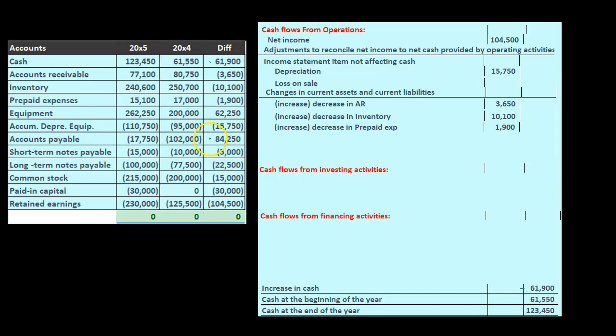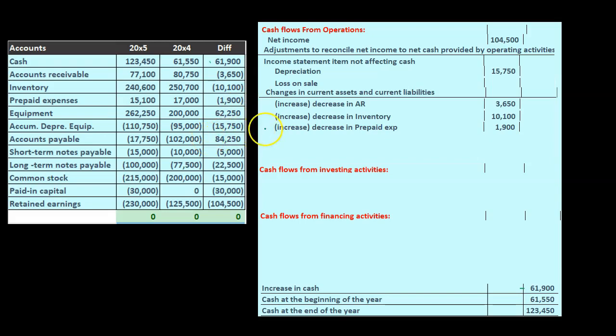And then if we go down to the accumulated depreciation, same thing. We actually already did that. We dealt with that in depreciation. That difference is within depreciation. And then we've got the accounts payable, and that's a current liability, which it lists right here that we're going to look at changes in current assets and current liabilities. So we're here looking at this change in accounts payable then.